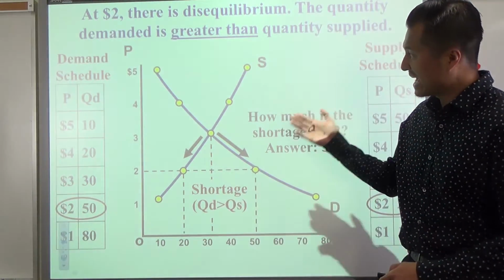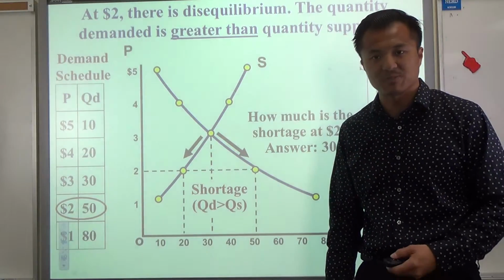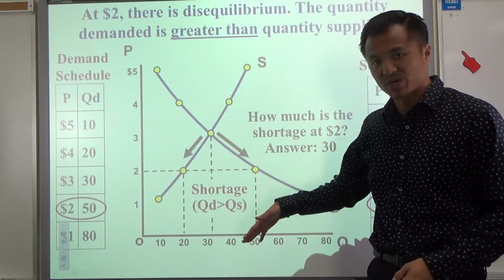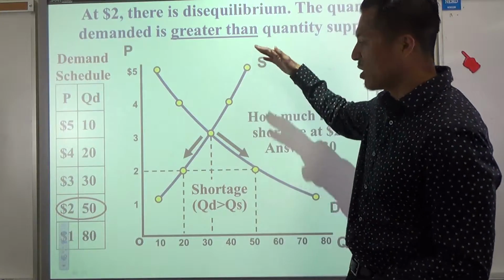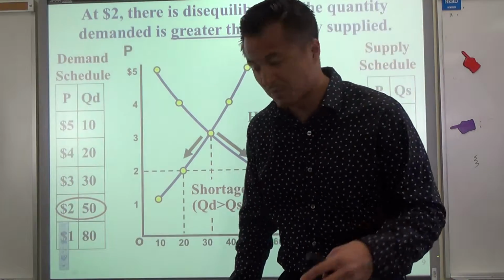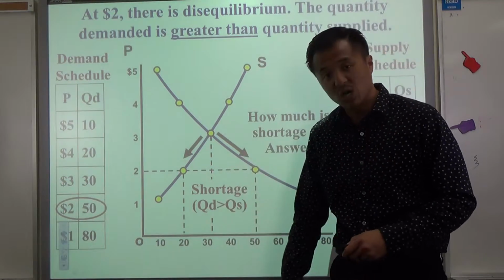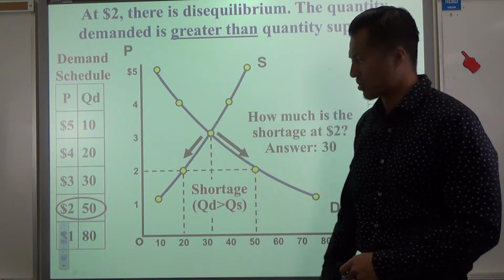Okay, so that is what we call the interaction between supply and demand. A surplus and a shortage. Anytime you see a price level above equilibrium, you're going to notice there is a surplus. If price is below equilibrium, you're going to notice that there's going to be a shortage.